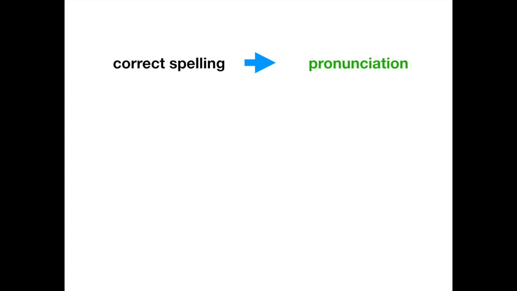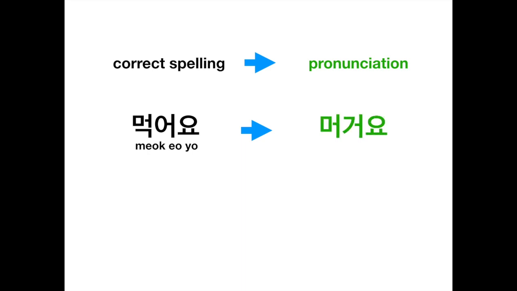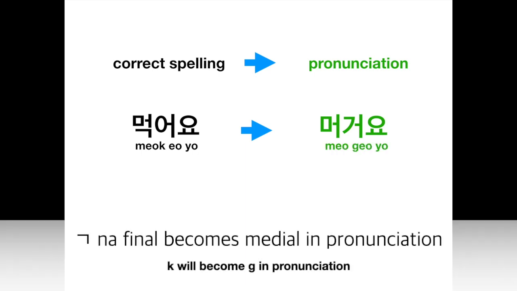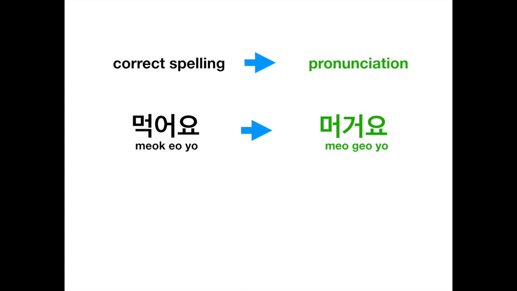Okay, another example. The correct spelling is mok-oyo, but the pronunciation becomes mogoyo. The K, which is final, becomes medial in the pronunciation. K will become G. So, mogoyo.